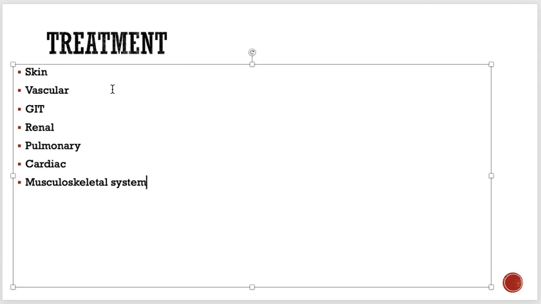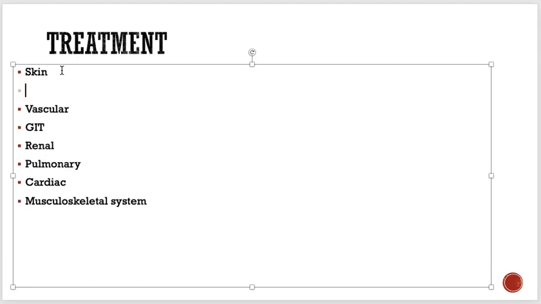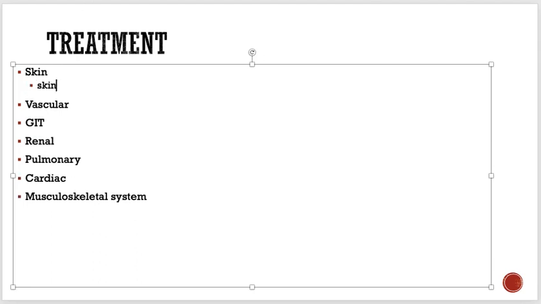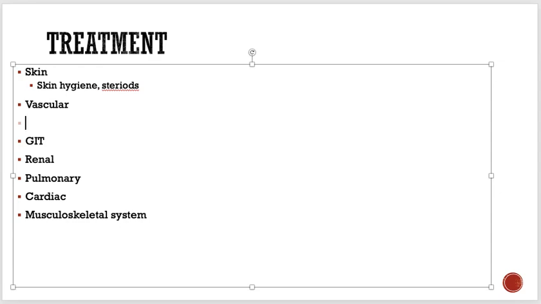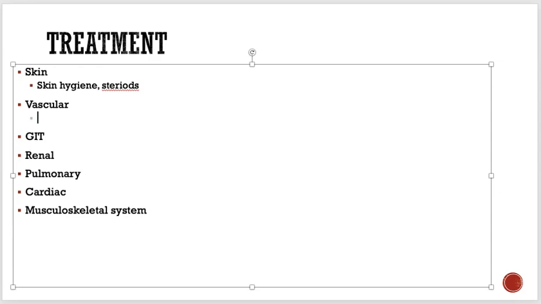So what can be done? For example, anyone who has skin involvement, and there could be ulcers and all this stuff, skin hygiene is the key. Okay, and we can put them on steroids, prednisolone, and also other immune modulating drugs like methotrexate. But mostly steroids are given for these patients.